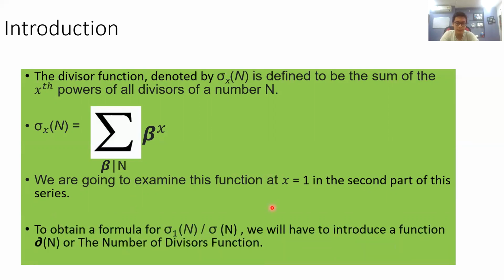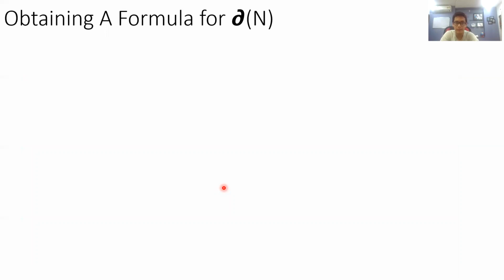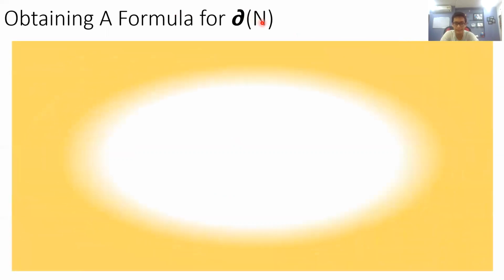To obtain a formula for d sub 1 of n or d of n, we will have to introduce a function delta of n, or the number of divisors function. Obtaining a formula for delta of n. Well, this is our main goal in this part of our series.